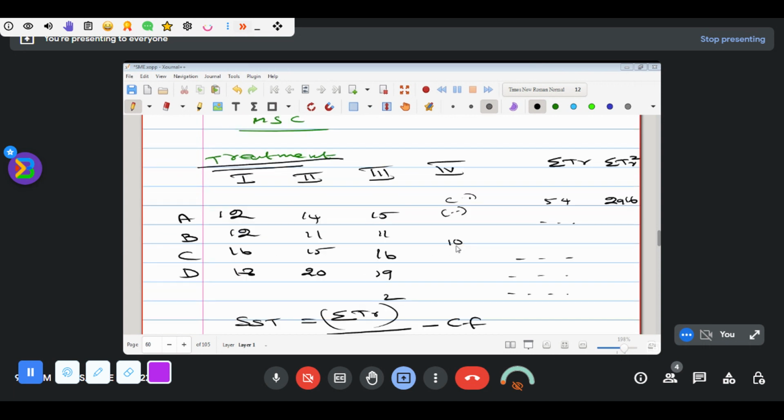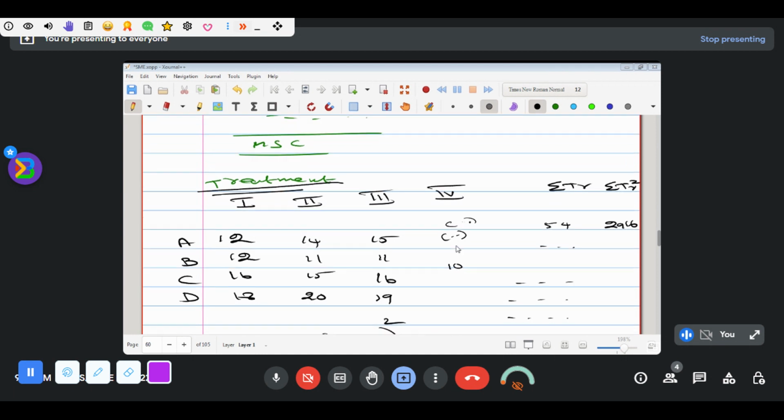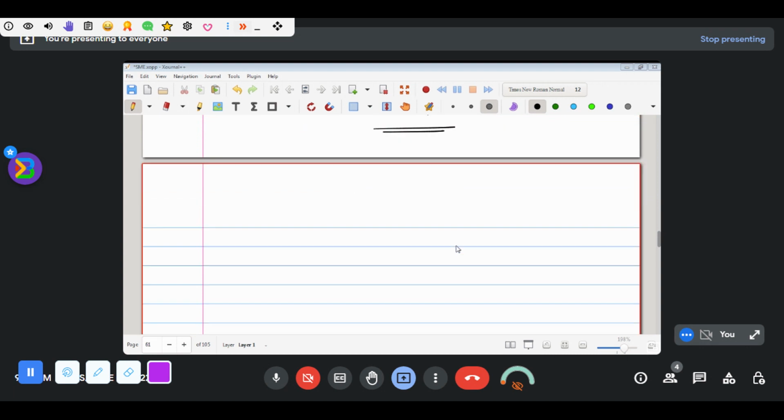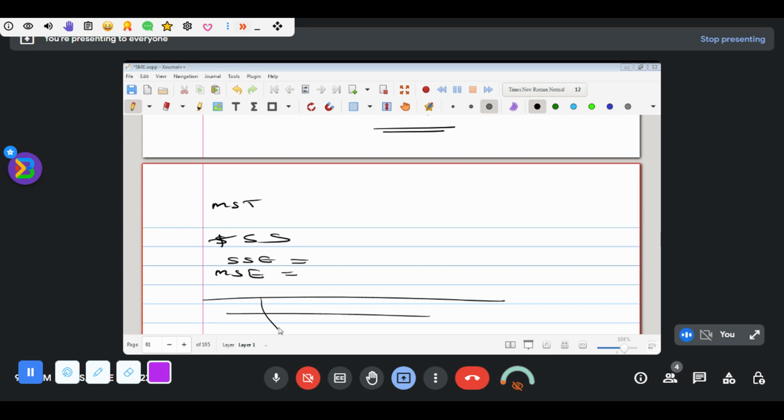Any doubt regarding the treatment table? No, sir. Okay. At the end of this result, you calculate MST and MSE, and complete all the calculations. Then you form the ANOVA table. That's all.